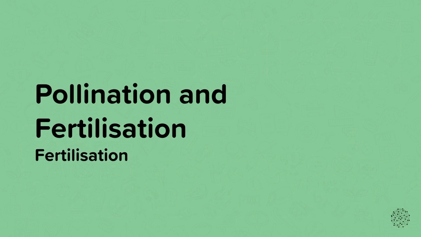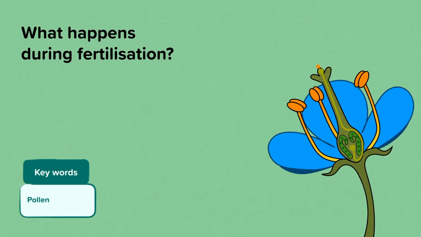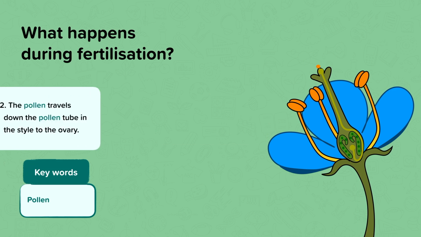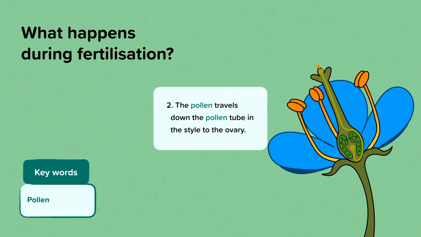Fertilization. Do you know what happens in fertilization for plants? First of all, the pollen that has been brought by pollination will land on the stigma of a flower. Remember, the stigma is sticky, so it's ready to catch the pollen. The pollen then travels down the pollen tube in the style to the ovary that's in the centre of the flower.